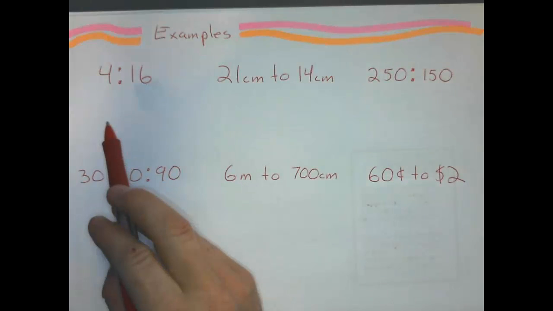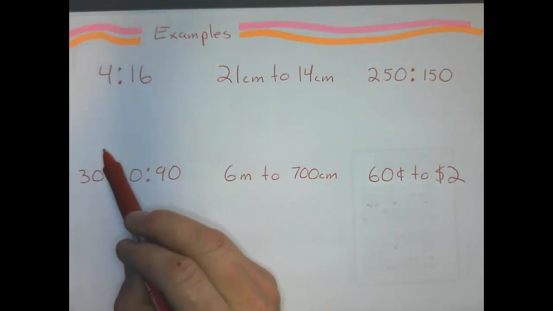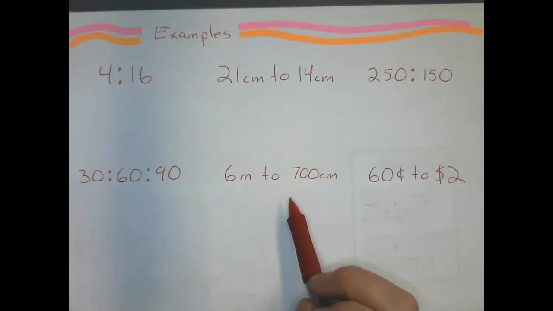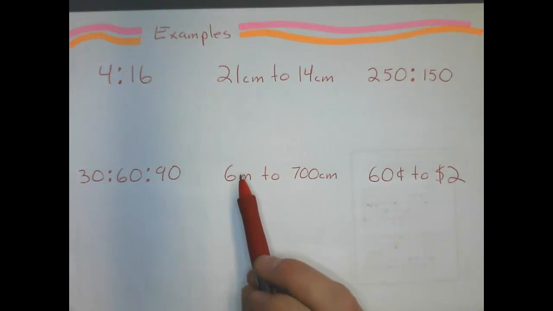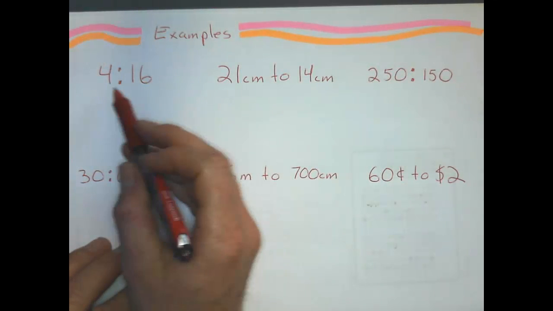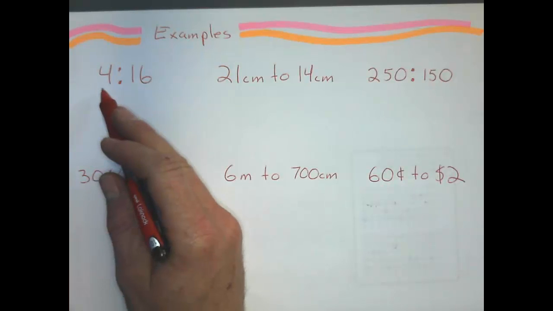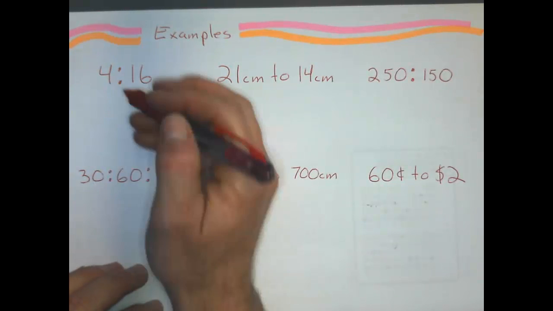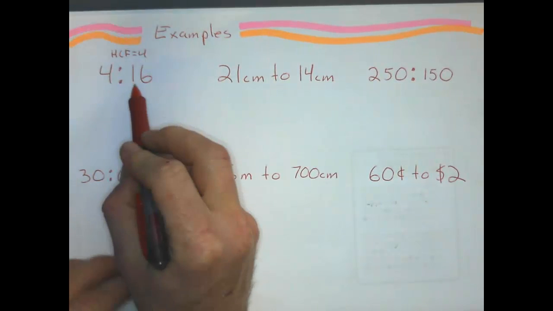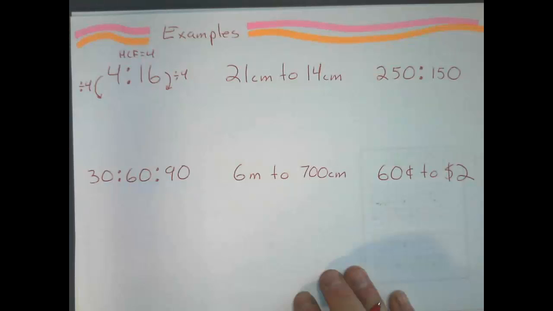With these examples, first of all, with my answers, I'm going to have whole number answers with all of these. I don't want any decimals or fractions in my simplified ratio. These aren't anything too difficult. 4 and 16. I ask, what highest common factor is the biggest one that goes into both of those? That's going to be 4 for this one. So I divide each of these by 4.